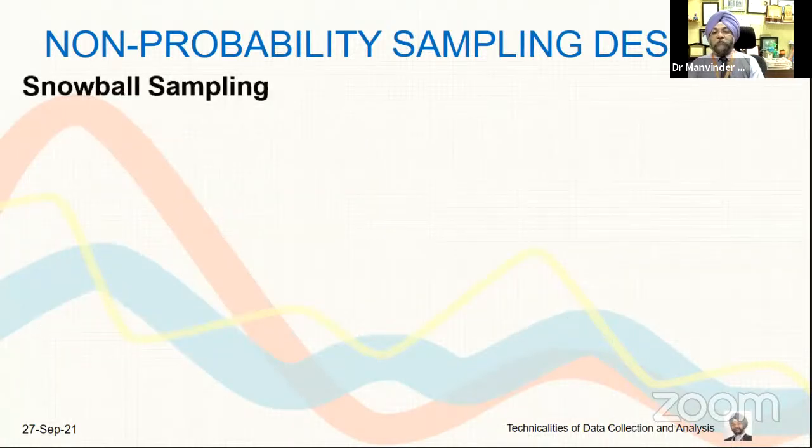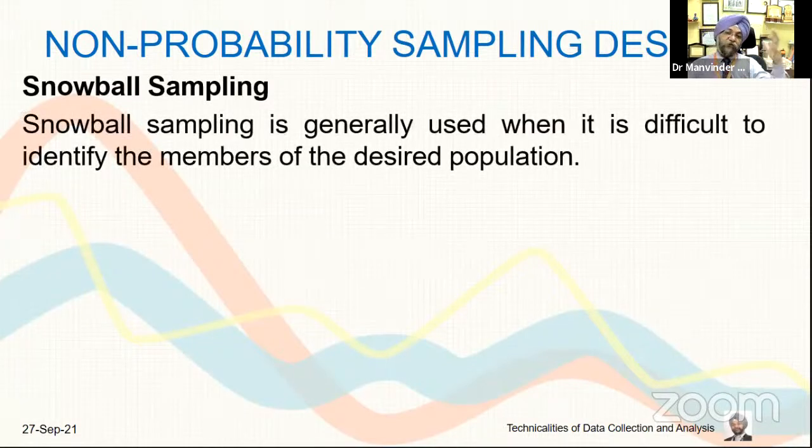Next is your snowball sampling. Snowball sampling is generally used when it is difficult to identify the members of the desired population. Just like the study we have just seen of Savitaji, who is looking for those people who have stayed in the hotel. Even if she finds one, she can ask him, do you know someone else, and can you provide the number of someone else whom I can refer and collect data from regarding safety and security in hotels. When you are talking with that person, you can ask them to please give me the number of another person.